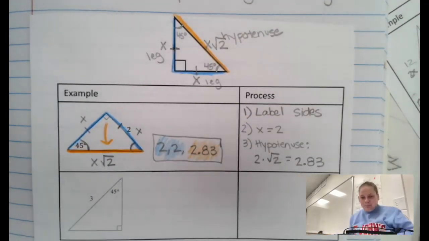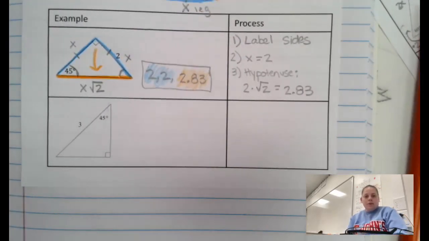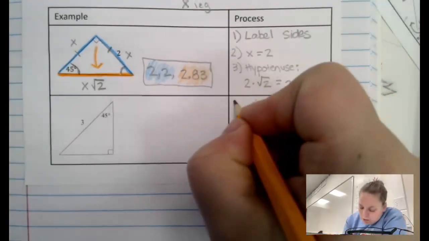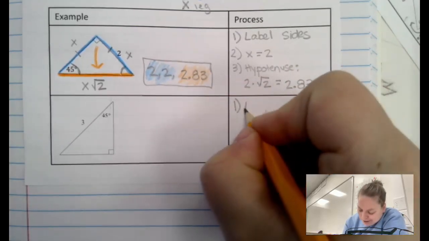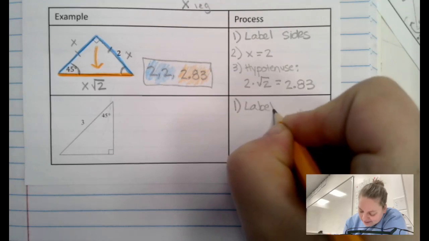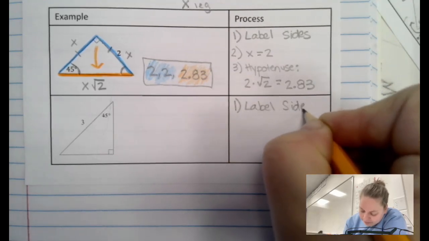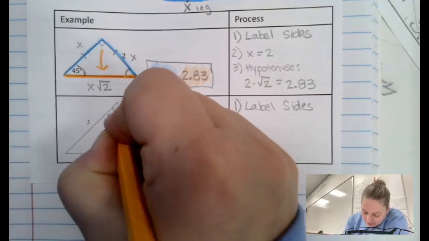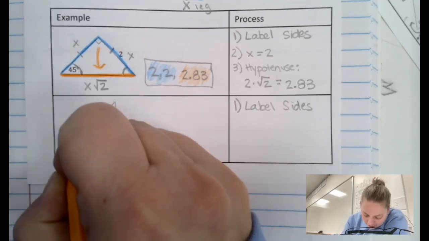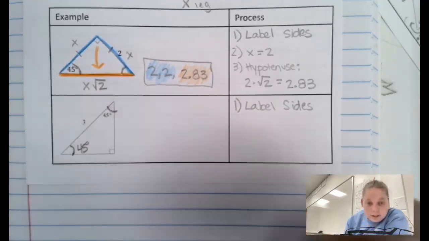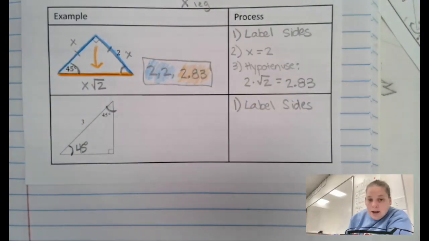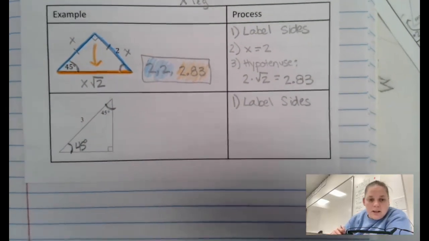Okay, one more. All right, so first step is to, guess what? Label your sides. Nice work. All right, so here's our 45-degree angle. So our other 45-degree angle down here, we can mark them congruent, or we could write 45 degrees. Our hypotenuse is across from that 90-degree angle.